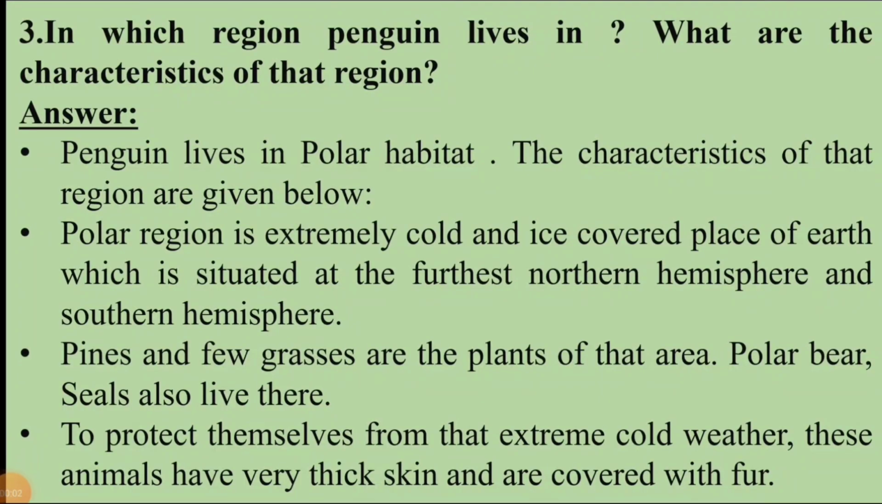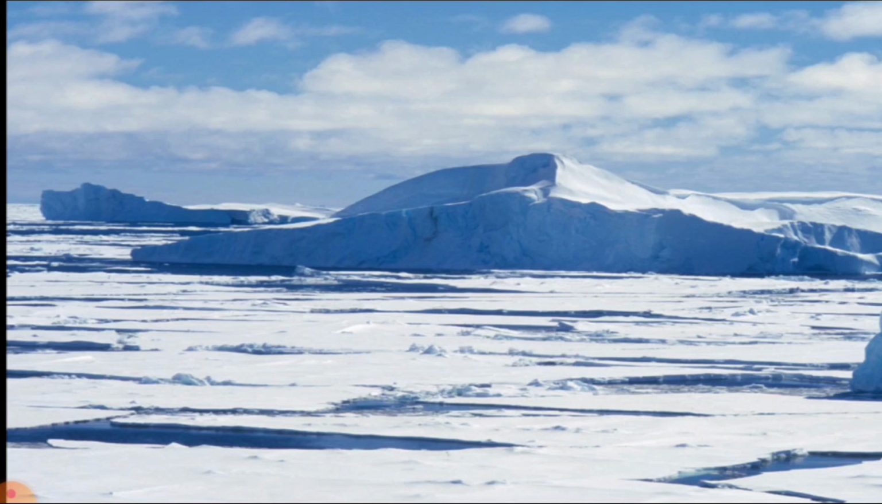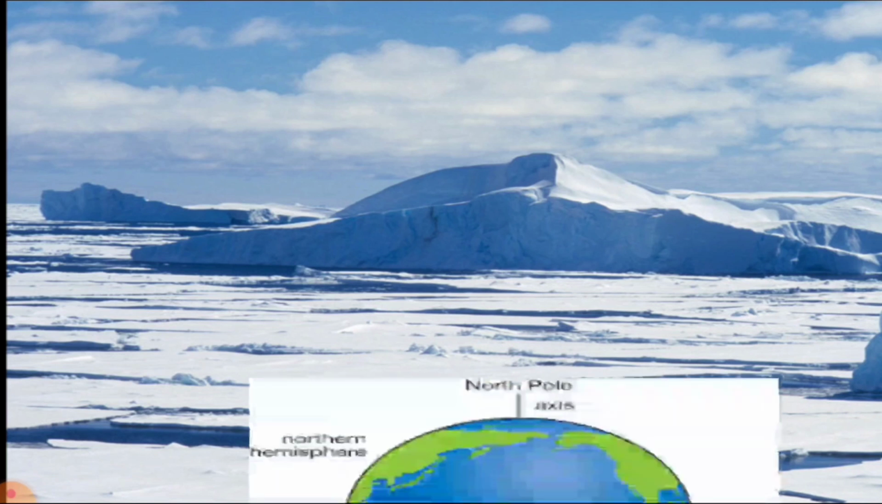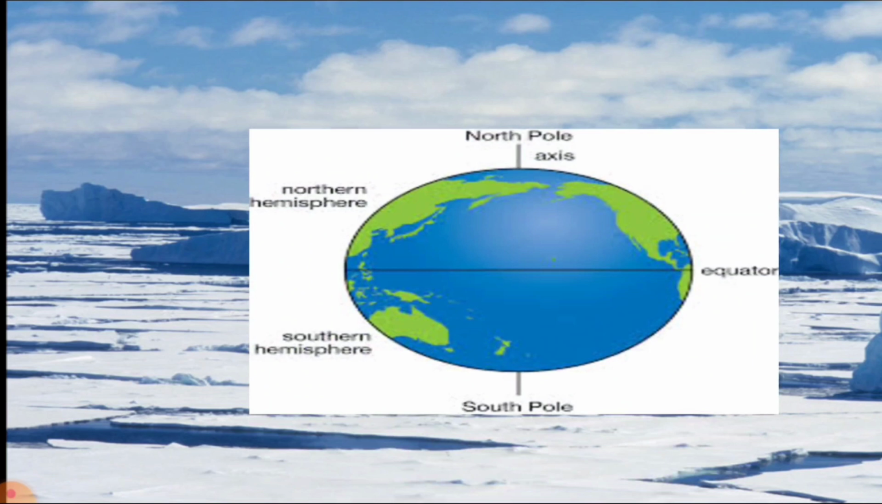So third question is, in which region penguin lives in? What are the characteristics of that region? Now in the picture you can see a picture of a polar habitat. So at first you should know what is the location of a polar habitat. The location of a polar habitat is farthest northern hemisphere and farthest southern hemisphere.